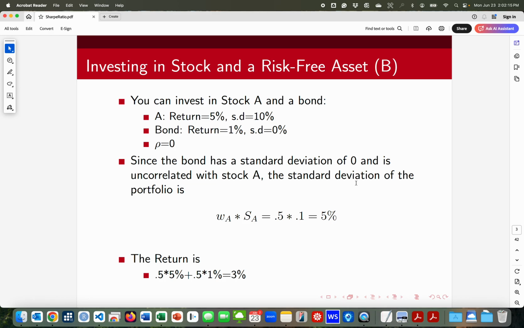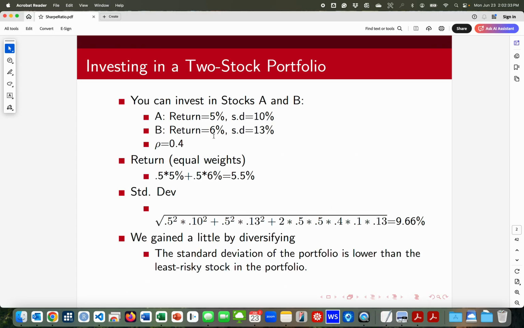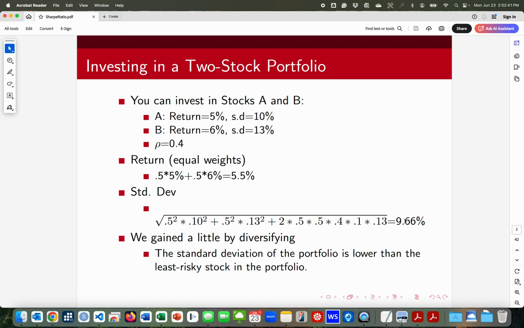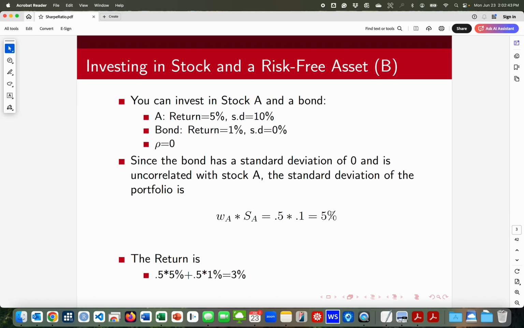And the return on the portfolio with the bond and the stock is 3%. So notice our return is significantly lower than it was before because we're investing half of our money in something that's only earning 1% compared to earning 5 and 6% before. So the standard deviation is also quite a bit lower. Our standard deviation before was 9.66%, where now the standard deviation is 5%.